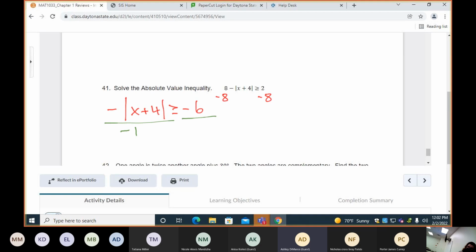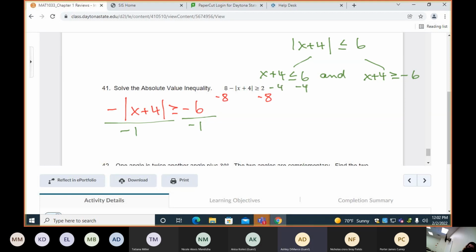Divide by negative 1. Oh, here's a whole bunch of stuff going on. So we have the absolute value of x plus 4 is less than or equal to 6. So it's not negative anymore. Now we're going to have to rewrite it into x plus 4 less than or equal to 6, and because it's a less than, x plus 4 greater or equal to negative 6. Which order you write them makes no difference. So you can write the negative 6 first.